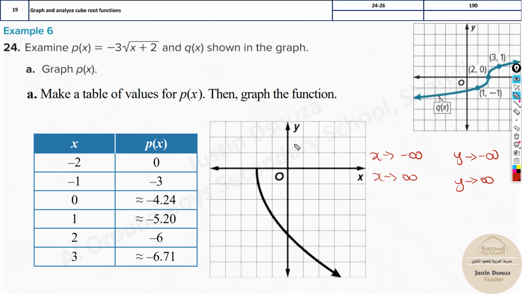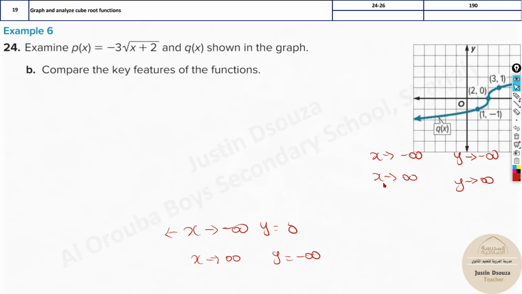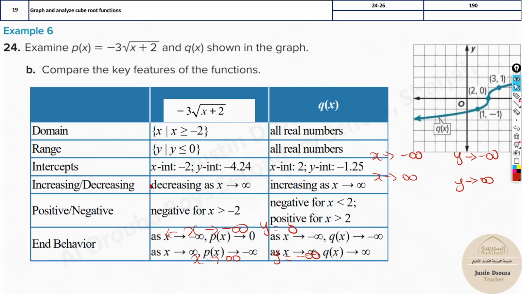What about this? Here end behavior, as x tends to minus infinity and x tends to positive infinity. Let's do positive infinity first. Y value will be negative infinity itself. What about this? As it goes to negative infinity, the y value is 0. Here it stops, isn't it? So it is 0. So this is the concept here. And so let's just keep going over here.